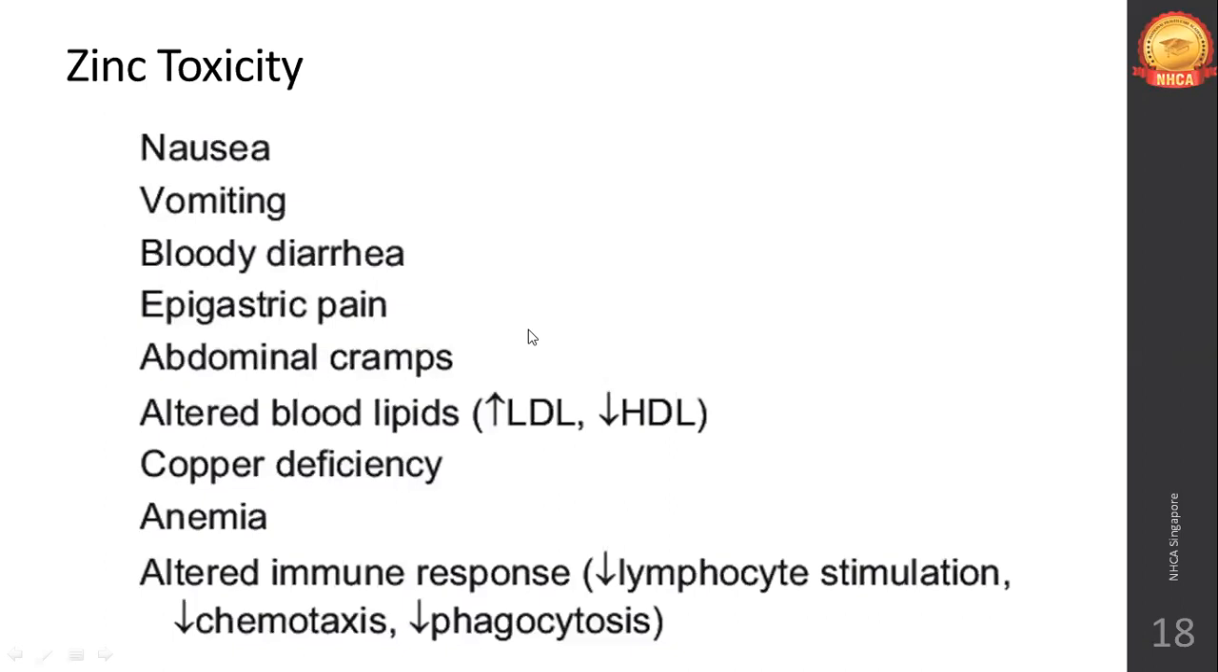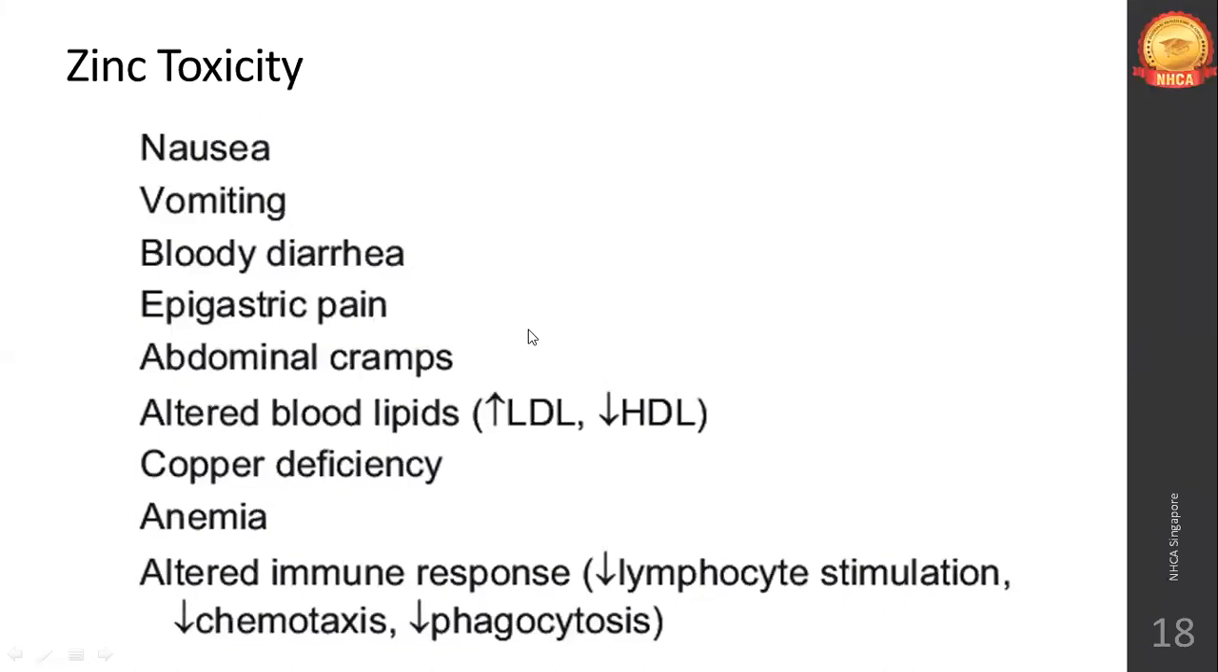Coming to the toxicity of zinc: nausea, vomiting, diarrhea, stomach pain, epigastric pain, which means stomach pain, abdominal cramps. These are very common in other toxicities as well. Altered blood lipids: too much LDL, low density lipoprotein, and too little high density lipoprotein. Copper deficiency can take place in zinc toxicity because, as we have seen, copper and zinc fight for absorption. So when one is getting absorbed too much, the absorption of the other automatically falls. Then anemia, because copper is not there for RBC formation.